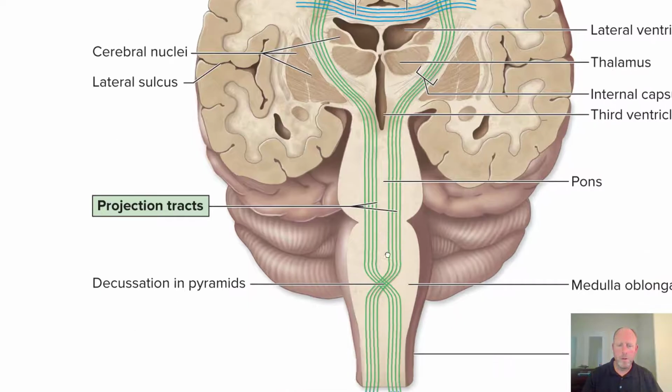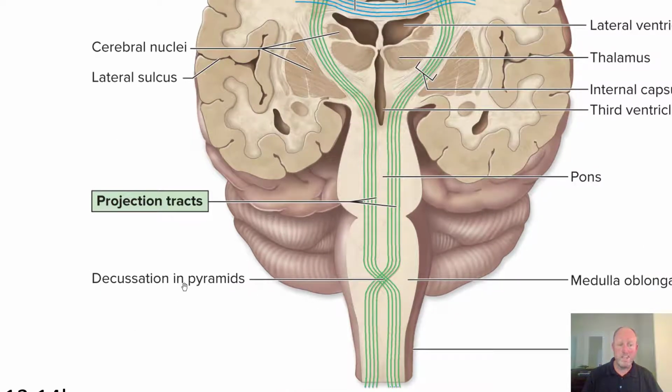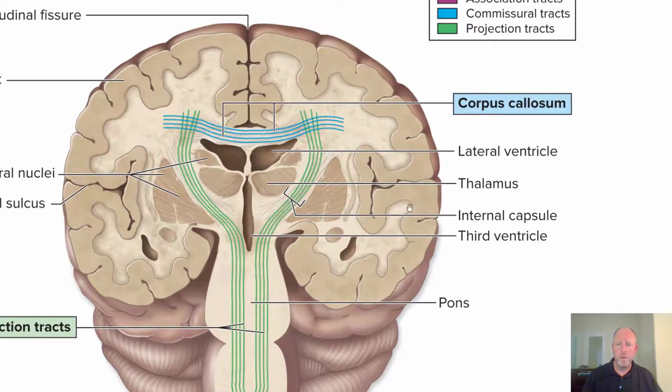then the pons here, and then the decussation in the pyramids here, and they cross, the medulla oblongata region, and of course the spinal cord. Then we have the corpus callosum here, with the lateral ventricle space, and our thalamus. We have our internal capsule, and our third ventricle here.